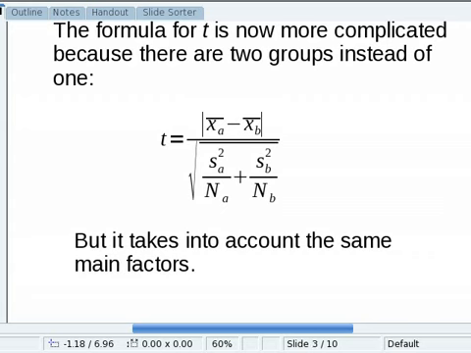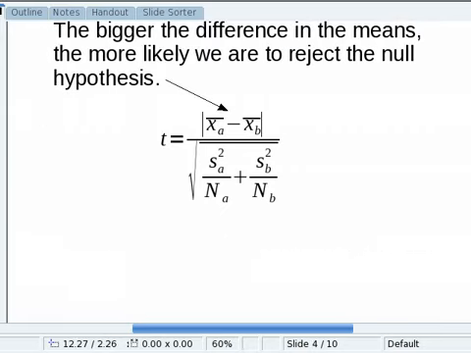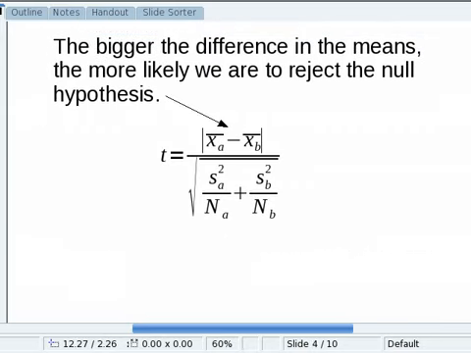The formula for t is now a little bit more complicated. Actually, it looks a lot more complicated because there are two groups instead of one. But it's really not that much more difficult because it's taking into account the same main factors that we needed for the dependent samples. First and most important, we have the difference in the means. The bigger that difference is, the bigger the t-statistic is, and the more likely we are going to be to reject the null hypothesis.